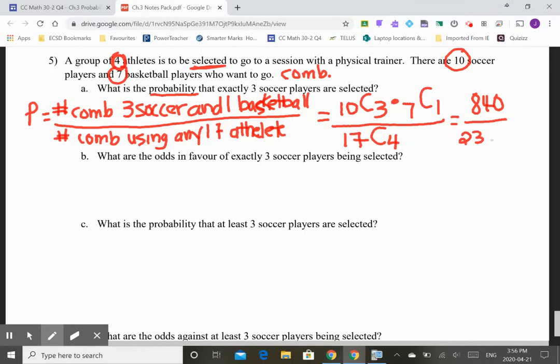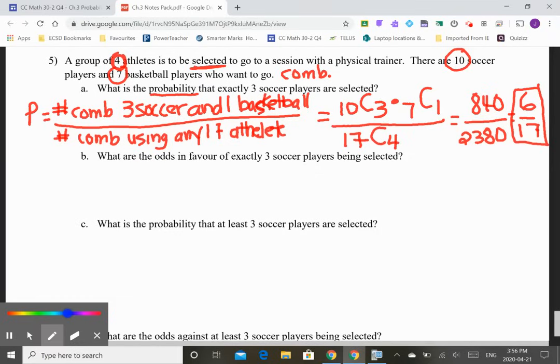That gives us 2,380 combinations. There's your probability. Let's take that probability and write it as a reduced fraction, and that gives us 6 out of 17. So the probability that in the grouping of 4 athletes, we've got exactly 3 soccer players, it's 6 out of 17. Part B. Part B says, what are the odds in favor of selecting exactly 3 soccer players?